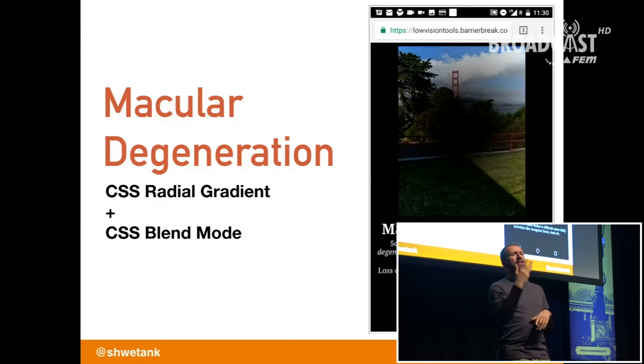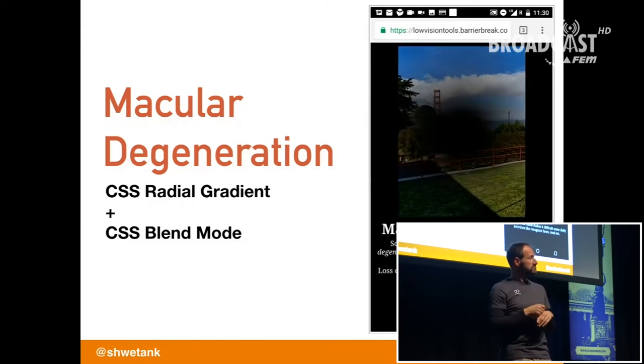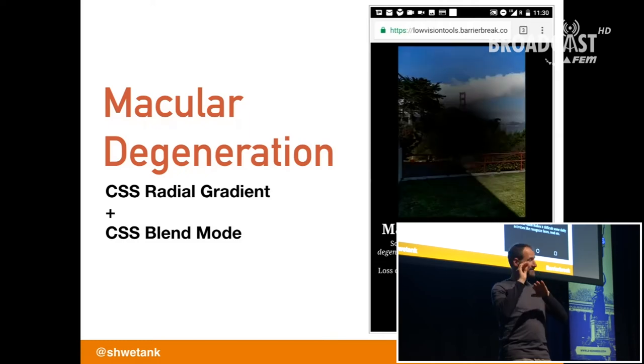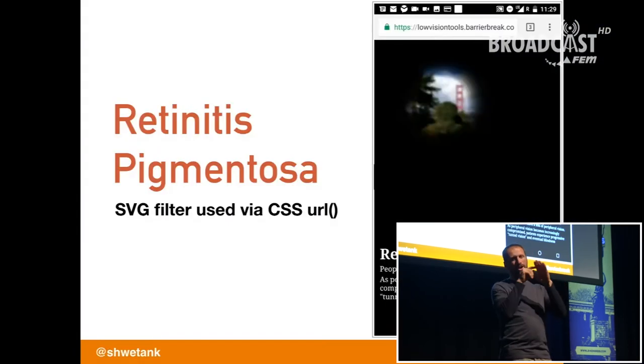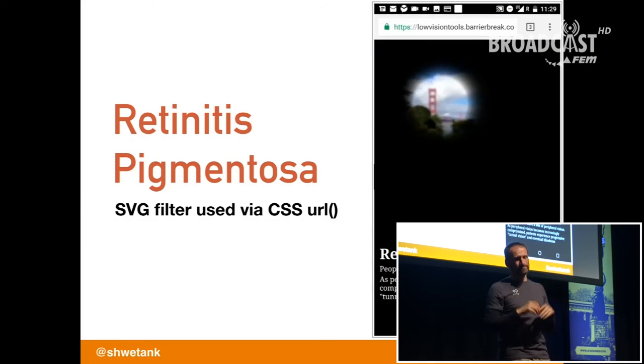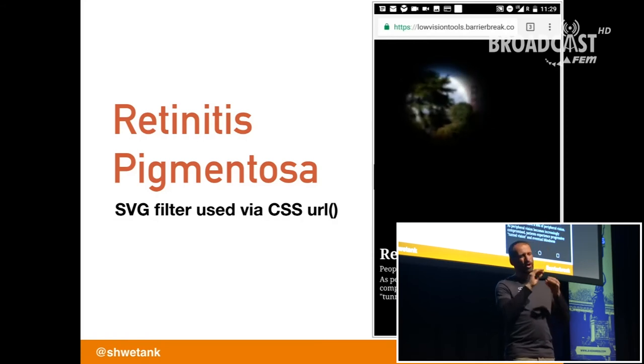And this is very easily achievable using CSS radial gradients. And if you combine it with a CSS blend mode, you can easily achieve this thing. Same with retinitis pigmentosa. People don't know what it is. It's basically the loss of peripheral vision, so everything around your eyesight. Eventually it gets more advanced until it becomes like tunnel vision, and sometimes even that tunnel vision becomes smaller and smaller until there's no vision. And you can easily achieve this using a combination of CSS filters and masks and CSS blend modes, or just a filter.